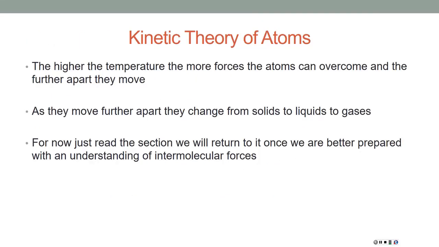So once we understand temperature a little bit, we can talk about what's called the kinetic theory of atoms. I'm a little hesitant to talk about this at this point, but we've talked about atoms and temperature, and you understand what motion is. So this is the formal explanation of atoms moving as a function of temperature. It says the higher the temperature, the more forces the atoms can overcome and move further apart. Just think of it this way: the higher the temperature, the more energy is in the atoms, and they move further apart from one another. That's really the basic of the kinetic theory of atoms.